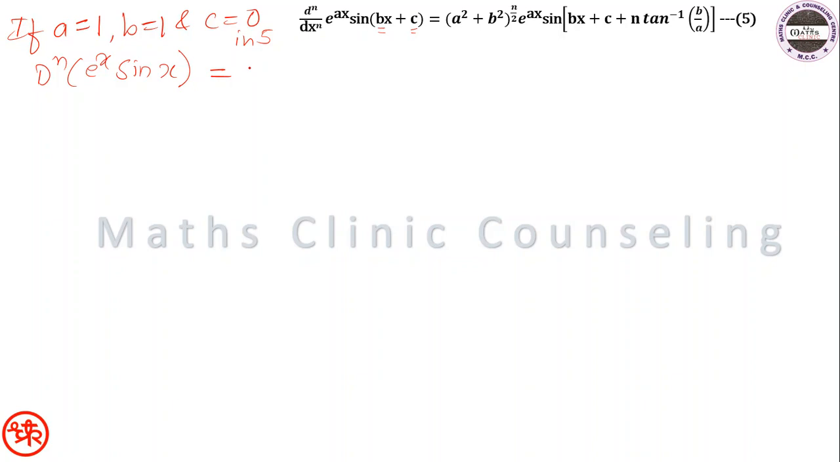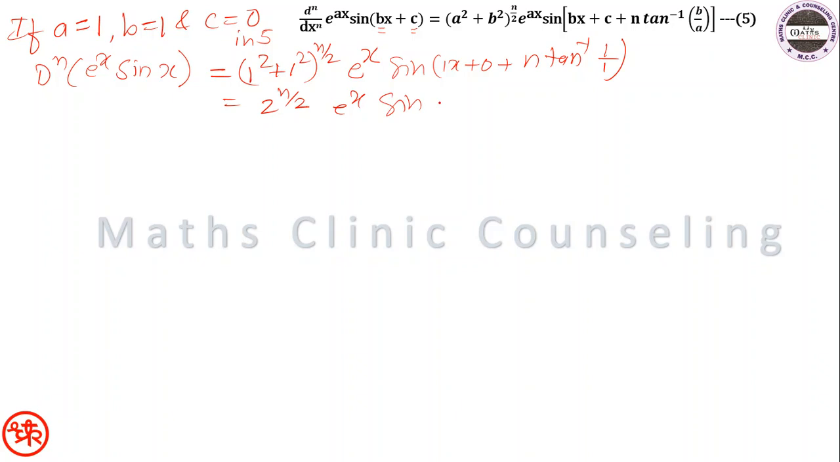This will become 1 squared plus b is equal to 1 squared, raised to n/2, e to the power 1x and sin of 1x plus 0 plus n tan inverse 1 by 1. Is that clear? So it is equal to 2 to the power n by 2 e to the power x sin of x plus n tan inverse 1, that is pi by 4. Is that clear? So it is the nth derivative of e to the power x into sin x.